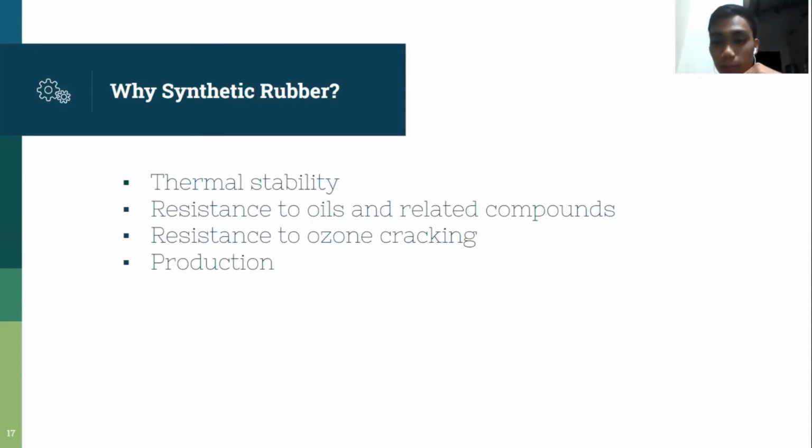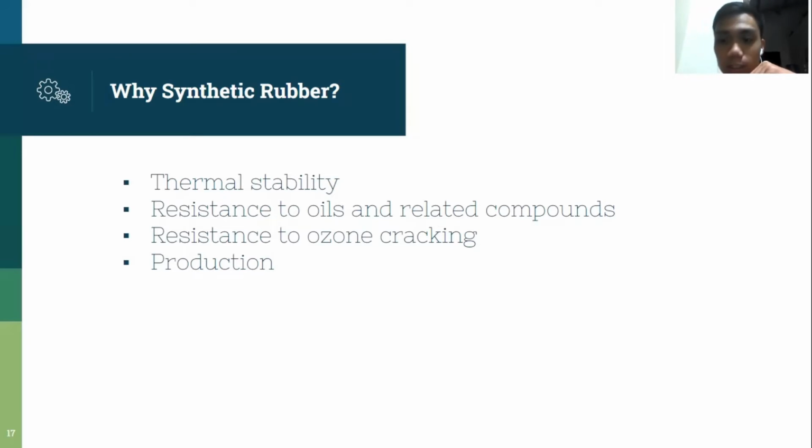Another important advantage is its resistance to ozone cracking. They are more resistant to oxidizing agents, for example, oxygen and ozone, which can reduce the life of products like tires. The effect of ozone cracking is that bits and pieces of the rubber from your tires are slowly peeling off. It is induced by ozone and oxygen.